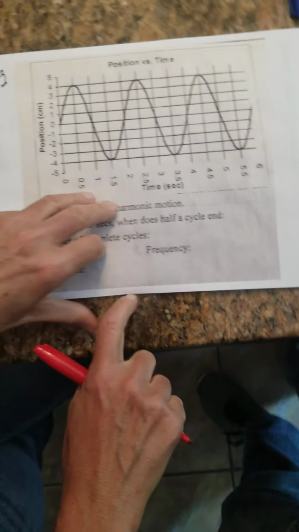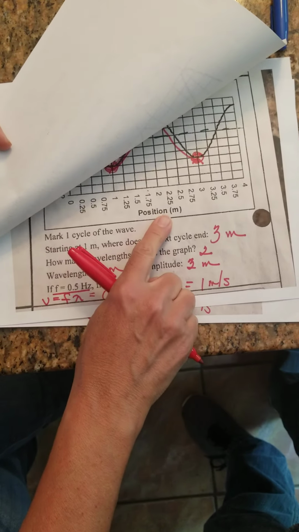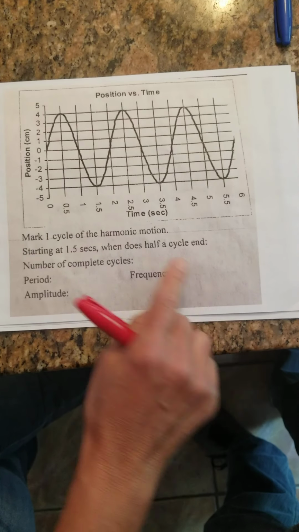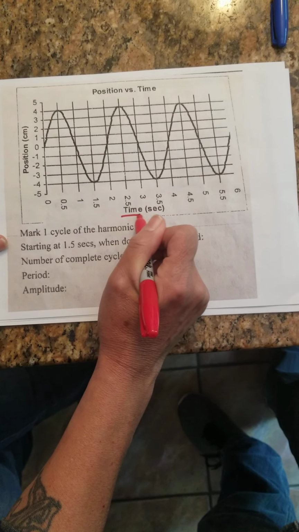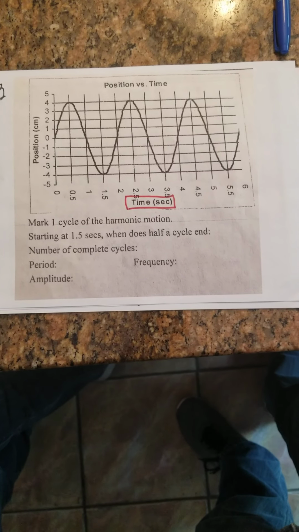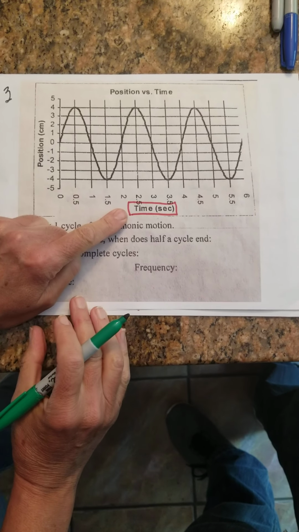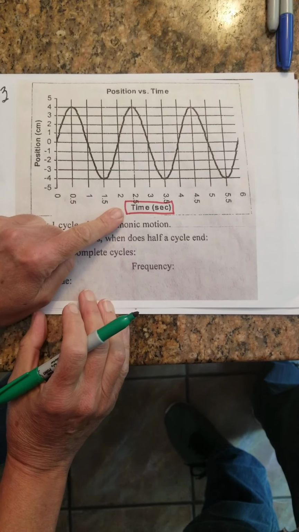Maybe you've noticed that the past two graphs I've shown you have had position in meters. This one's different. This one has time. So we can get other information from this graph that we couldn't get from the other two. Once time is on the graph, we can figure out period and frequency of the wave.